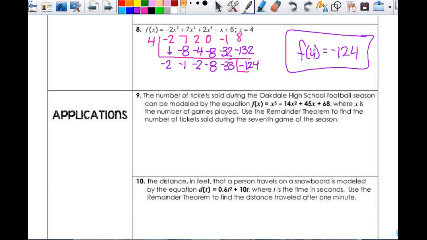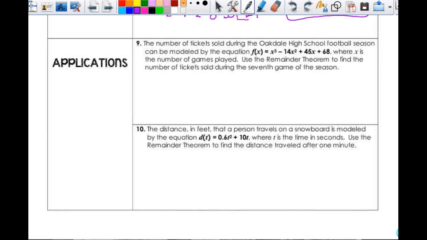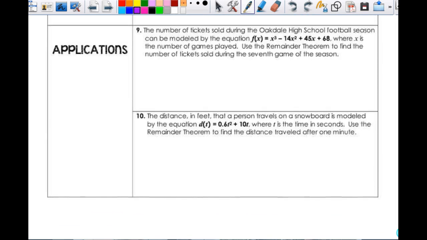It says, the number of tickets sold during the Oakdale High School football season can be modeled by this equation, where X is the number of games played. Use the remainder theorem to find the number of tickets sold during the 7th game of the season. All right, so they're telling me to use the remainder theorem, which means I'm using some synthetic substitution here. So what number do I use to divide by? 7. X equals 7. Now, if we didn't know the remainder theorem, I could take 7 and substitute it in, right? Do you want to do that by hand without a calculator? Because I don't, because those numbers are big. Okay, but that's why we like synthetic substitution here.